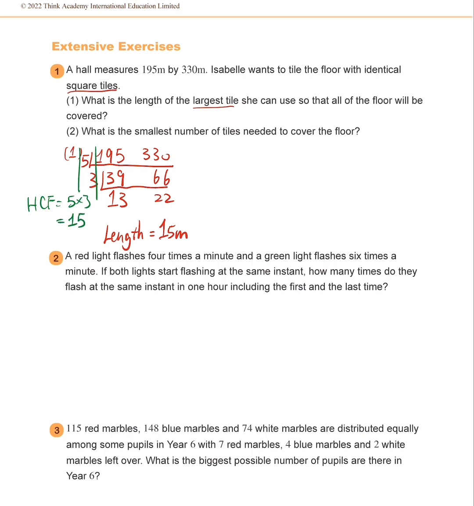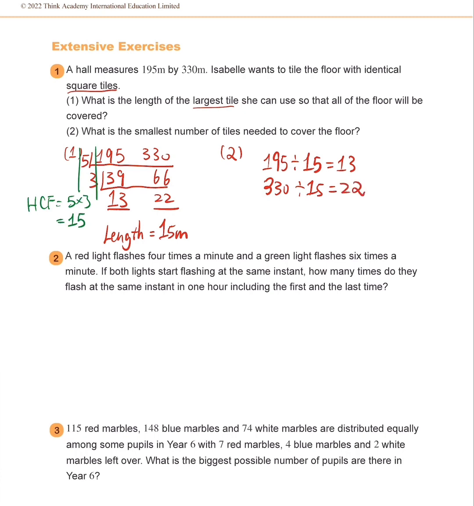All right, and for the second part of this question, what is the smallest number of tiles needed to cover the floor? So in order to have the smallest number of tiles, we need to use the largest tile possible, right? So it means that if you divide 195 by 15, obviously you're going to get 13, right? And if you divide 330 by 15, obviously you're going to get 22.